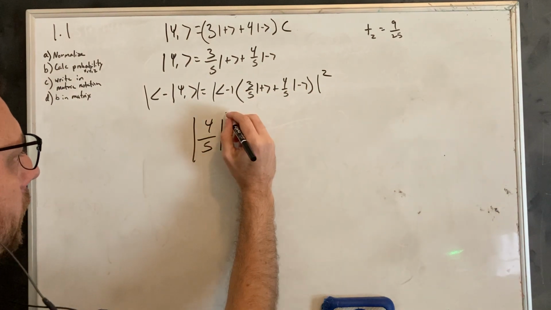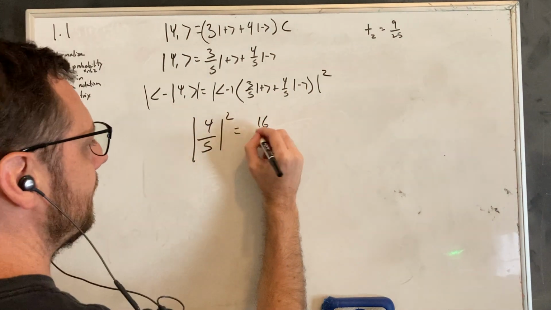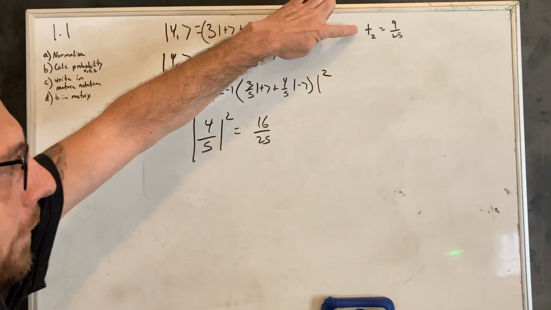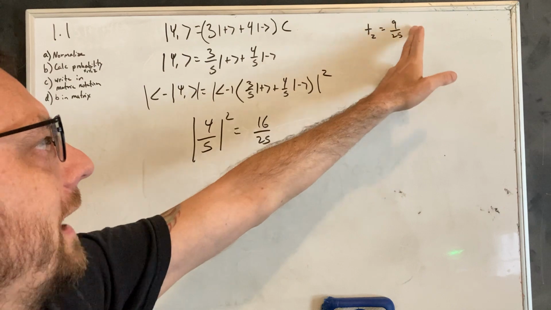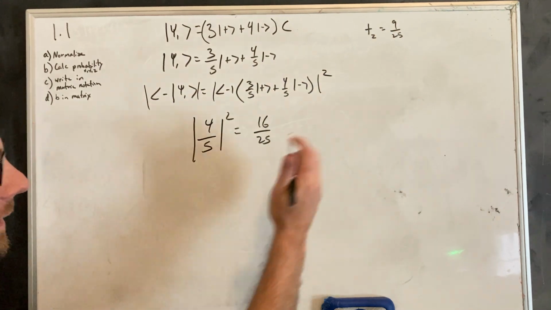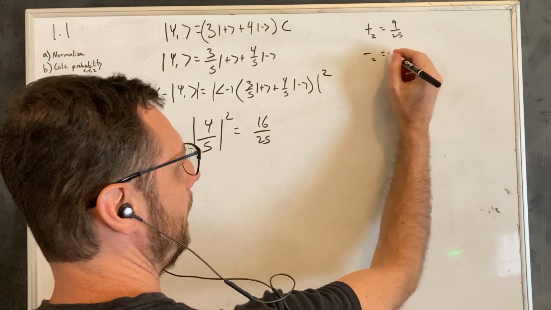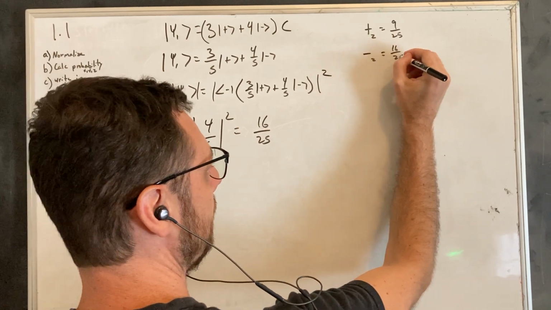So 4/5 squared is going to be equal to 16/25, which we could have guessed because the only other option, if it's not up, it's going to be down. So this is 9/25, so the rest of that is going to be 16/25. So the chance of it being down in the z direction is going to be 16/25. All right?